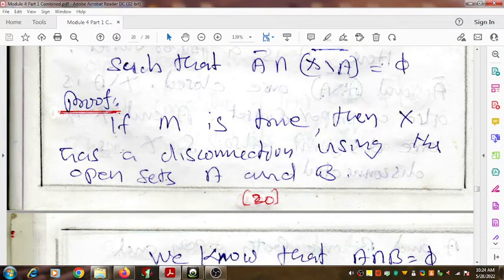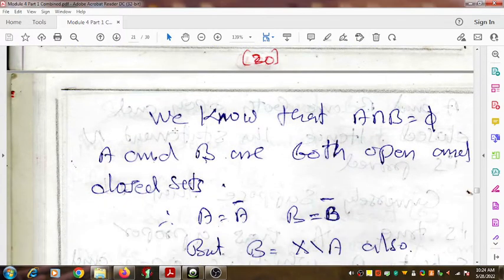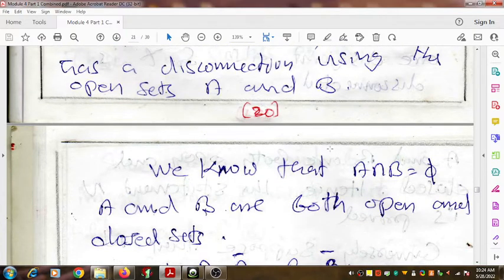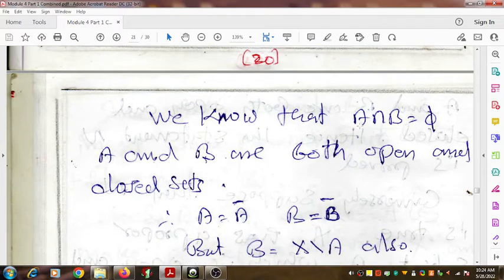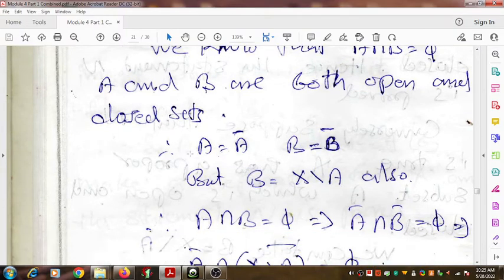So if M is true, then X has a disconnection using the open sets A and B. We know that one of the conditions that makes the subsets A and B a disconnection for X is that A intersection B equals the empty set. Now A and B are both open and closed.